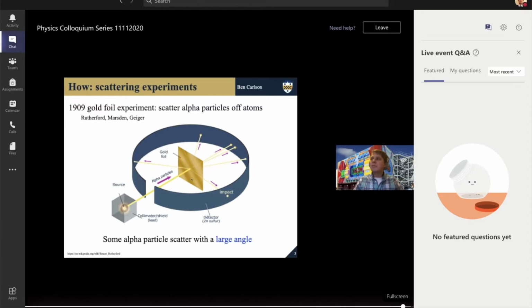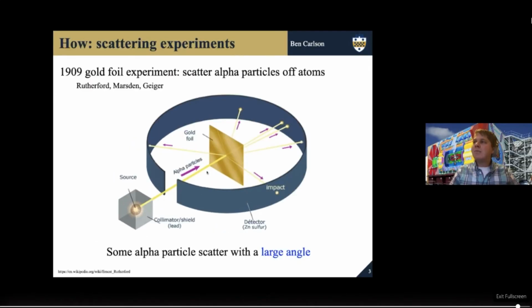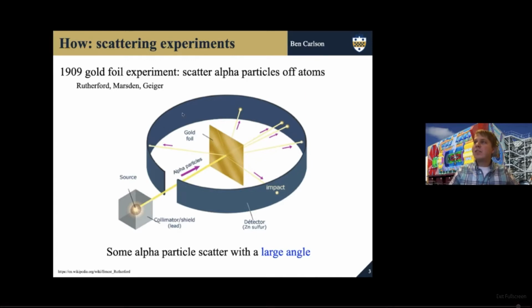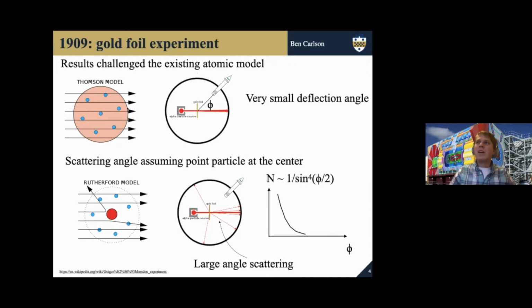emitted alpha particles. And they let these bounce off the gold foil, and they had a detector, which was this screen. When the alpha particle would hit it, you could count the number of hits. And what was really interesting about this is that it told them something about what was going on inside the atom. At the time, there was the view that the atom had charge kind of distributed around the atom in this model, which I think sometimes people call the plum pudding model.